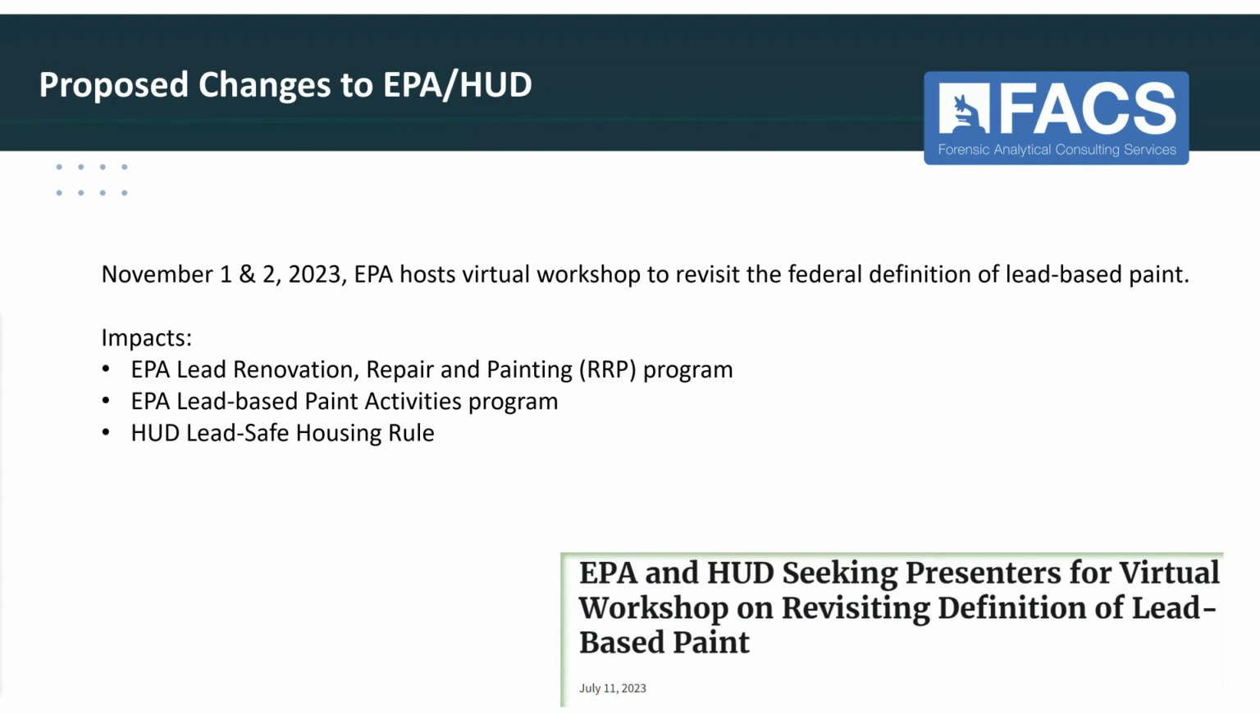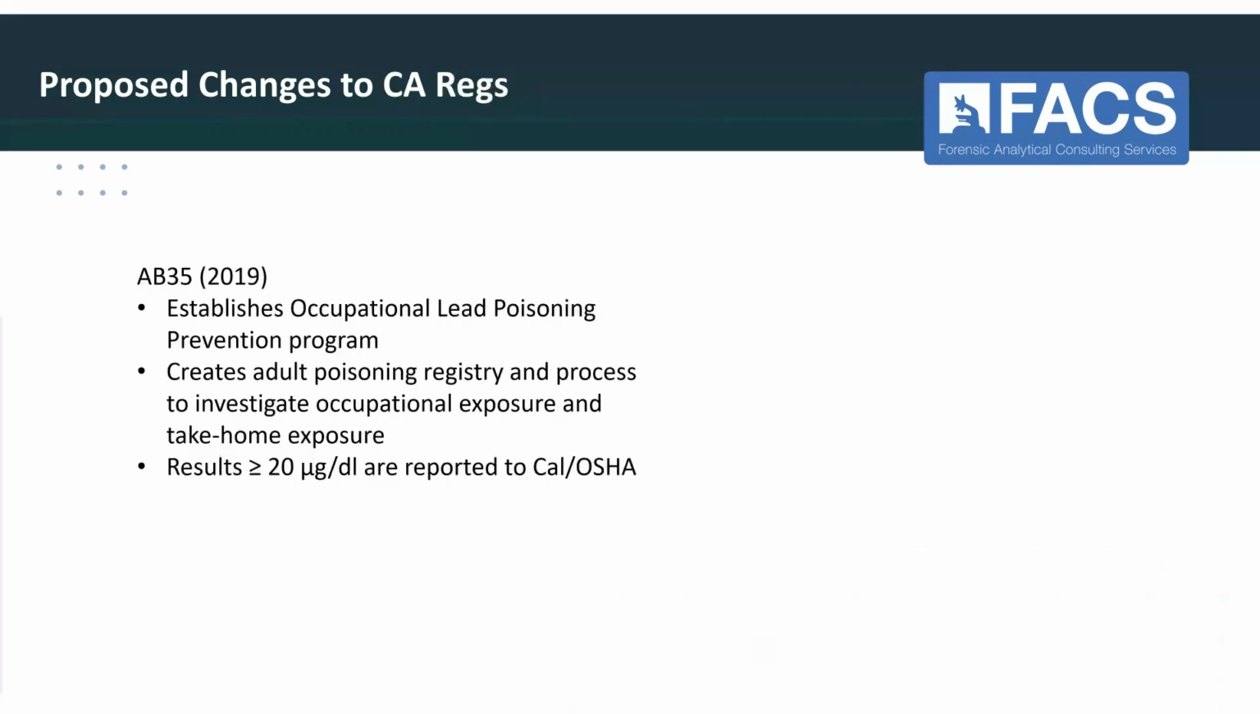All right, some other changes. Here in California, in 2019, AB 35 passed. This law establishes the Occupational Lead Poisoning Prevention Program under CDPH. Basically, if an adult is identified as having been lead poisoned, generally above 20 micrograms per deciliter, then that result gets reported to Cal OSHA, and that person goes into a registry. So this is really an effort between CDPH, California Department of Public Health, and Cal OSHA to share information about lead poisoning.